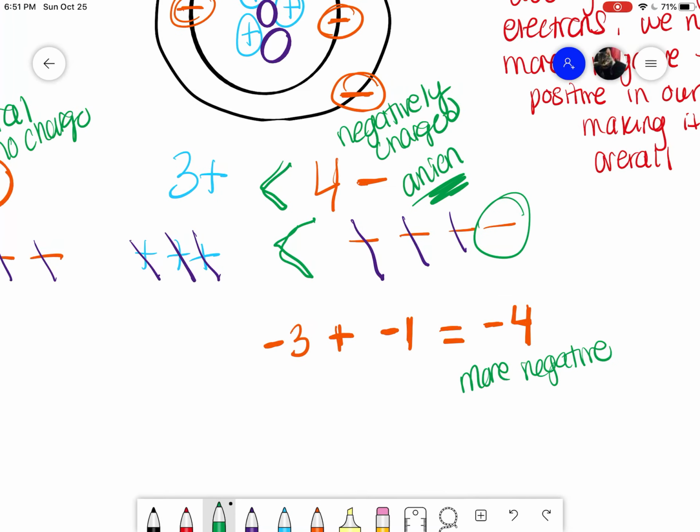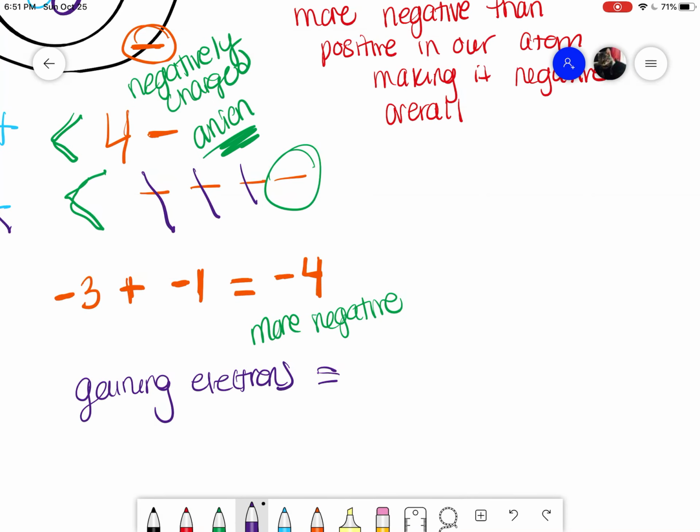we know that gaining electrons means adding negative, which makes an atom more negative overall.